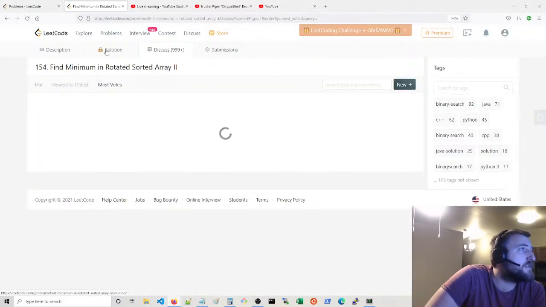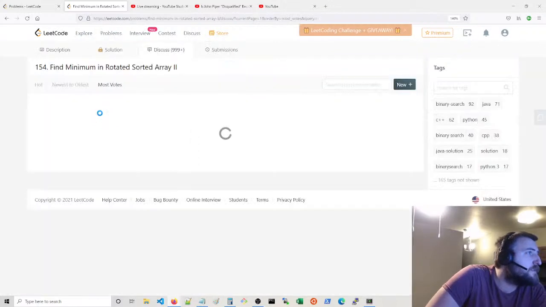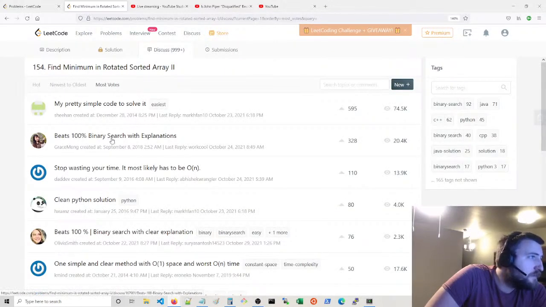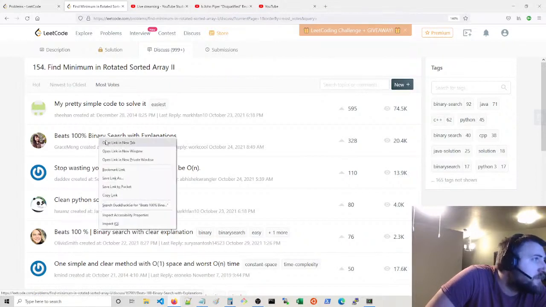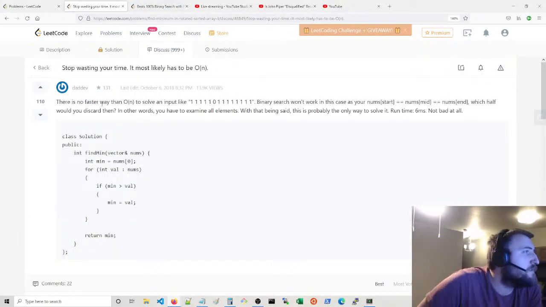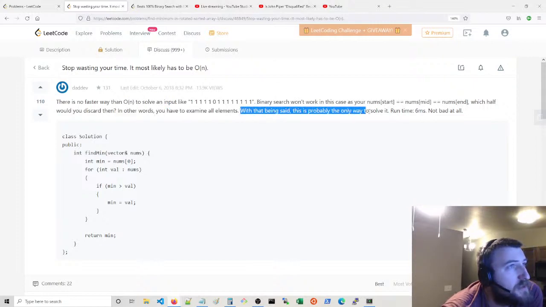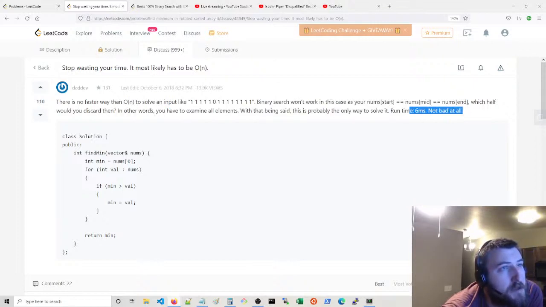Let's look at the discussion quickly. Did this get a? This probably should get. Oh, it got a lot of upvotes. "Beats 100%, binary search with explanations." "Most likely has to be O(n). Stop wasting your time." Yeah, I don't think it can be binary search. There's no faster way than O(n) to solve an input, which in this case is your nums. Which half would you discard then? That being said, it's probably the only way to solve it. Runtime 6 milliseconds, not bad at all.